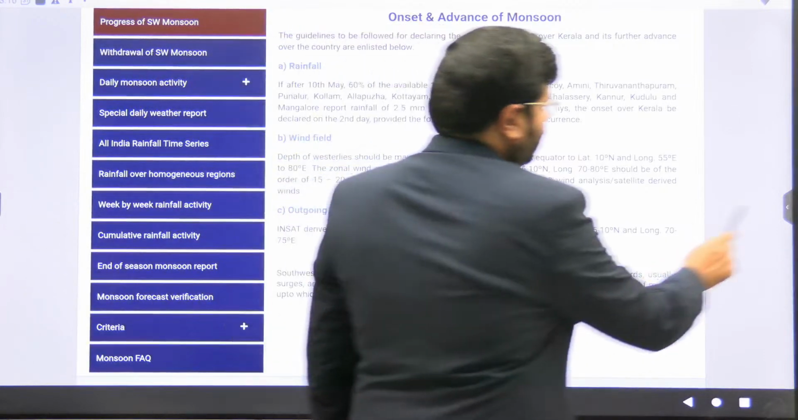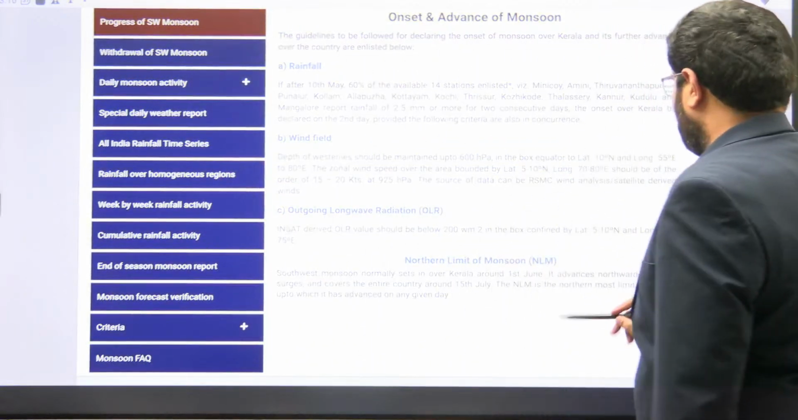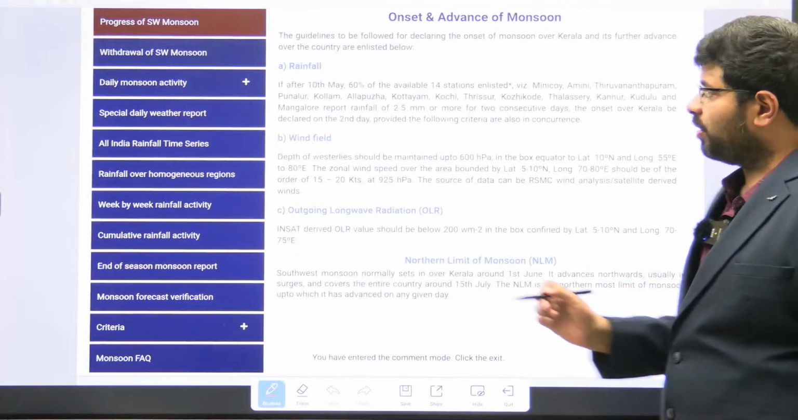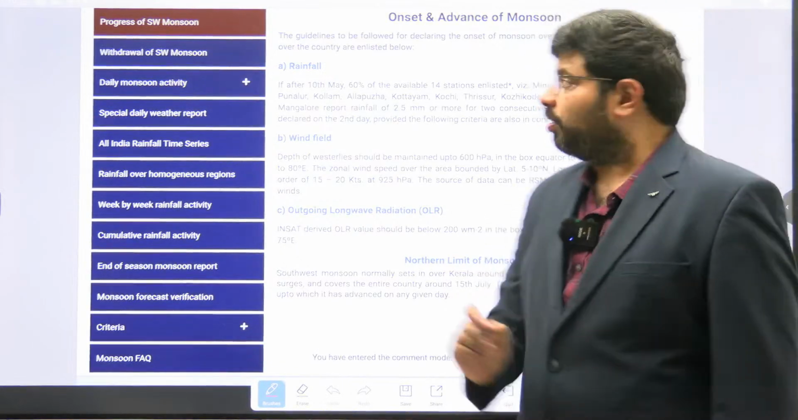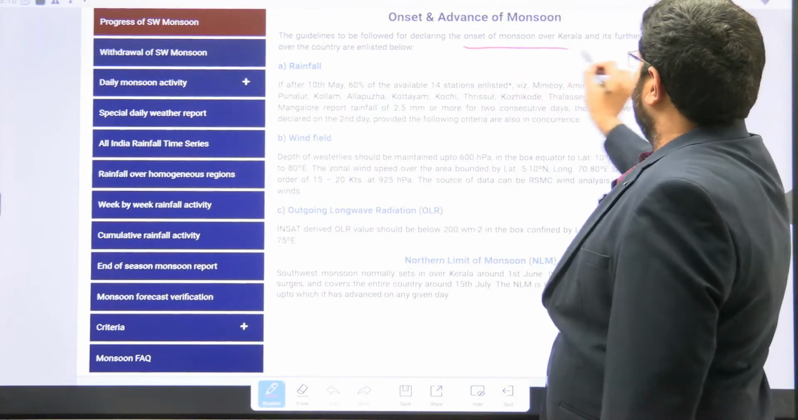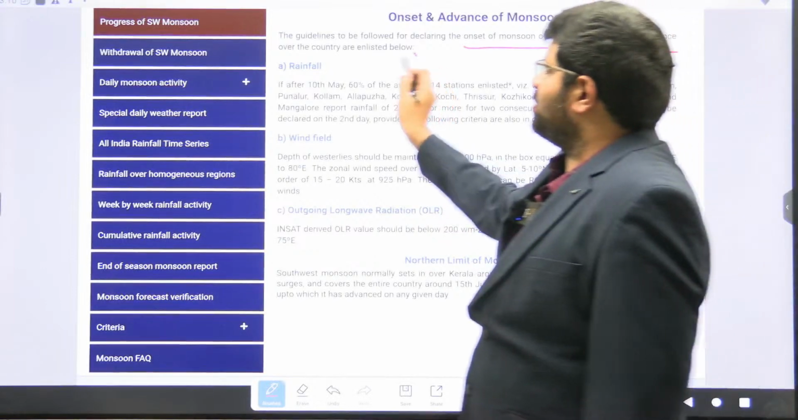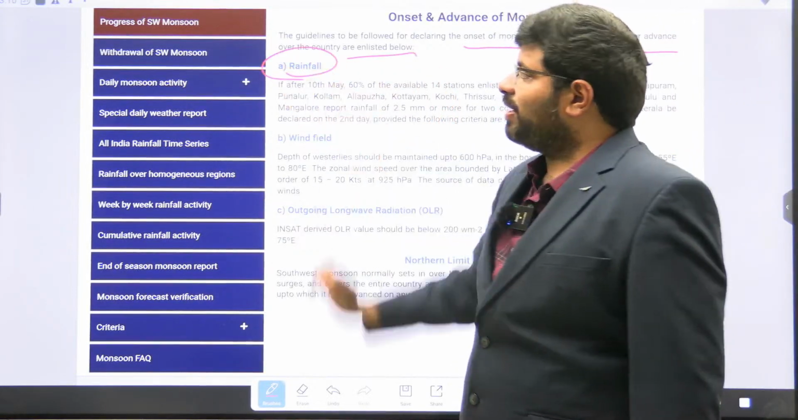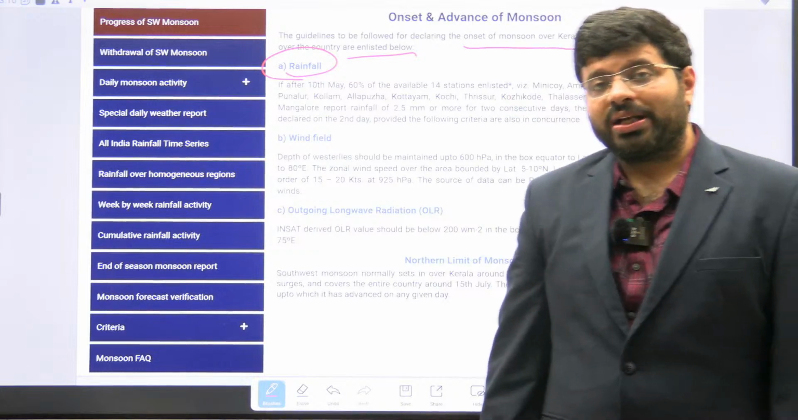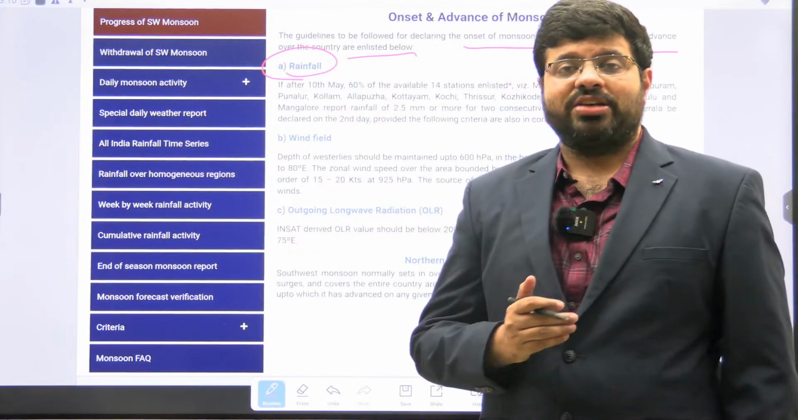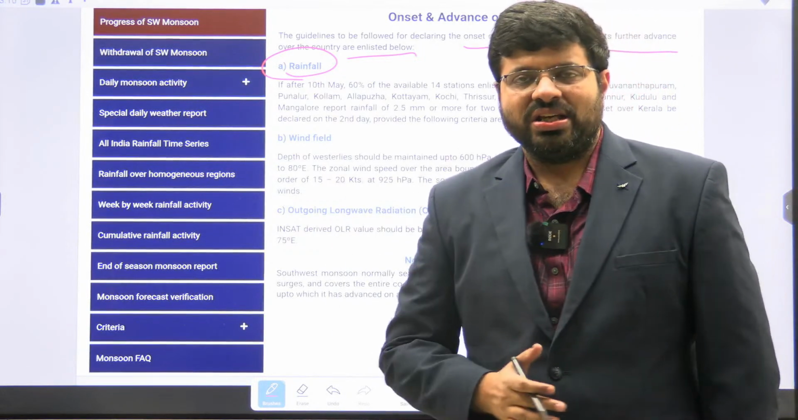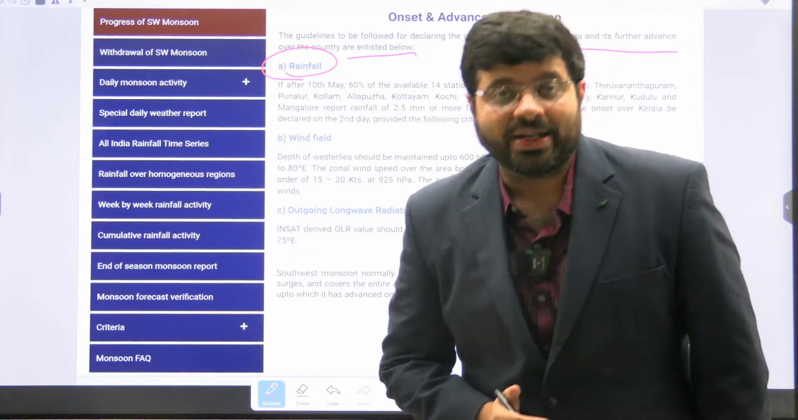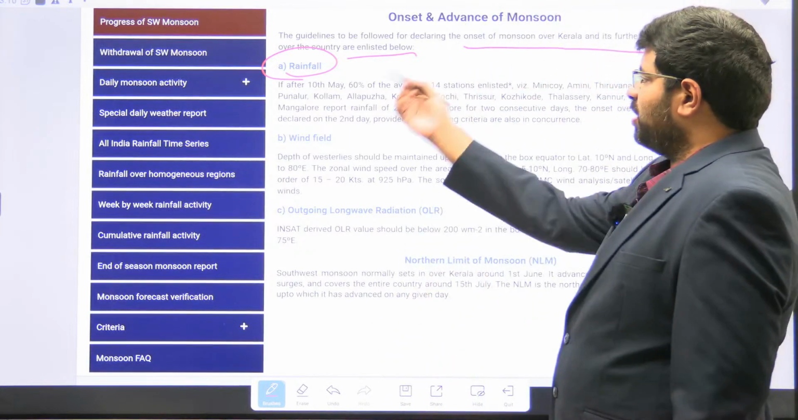When you talk about the criteria, the guidelines to be followed for declaring the onset of monsoons over Kerala and its further advance are, first, definitely the rainfall. How do you think about the rainfall? Whether there is continuous rainfall at certain weather stations in the regions of Kerala and Lakshadweep. That's what they identify.